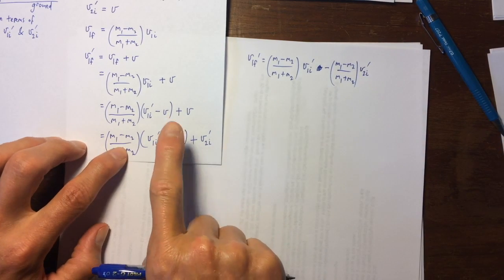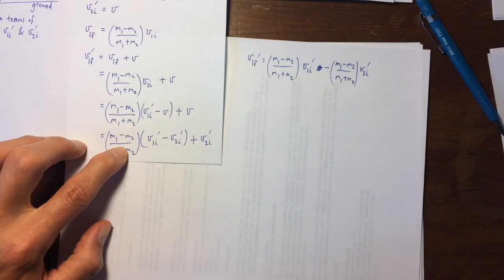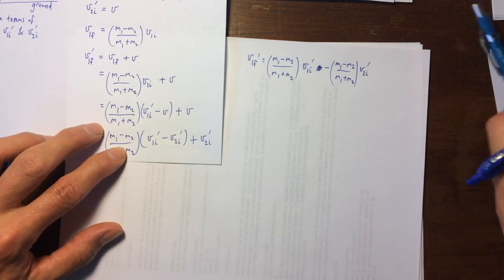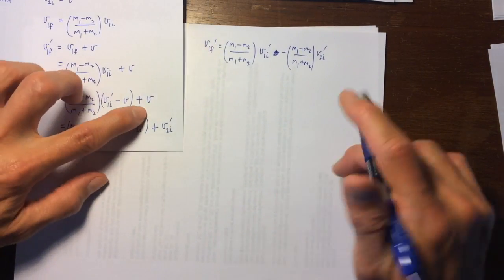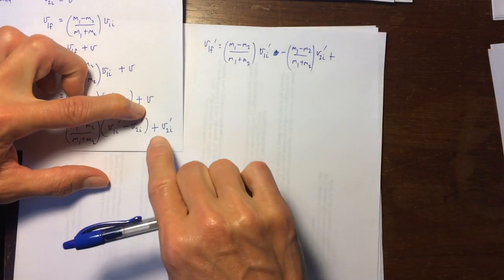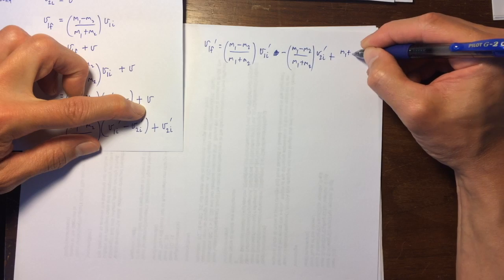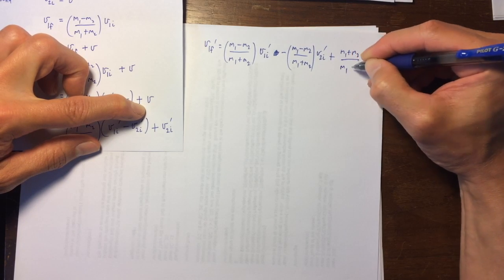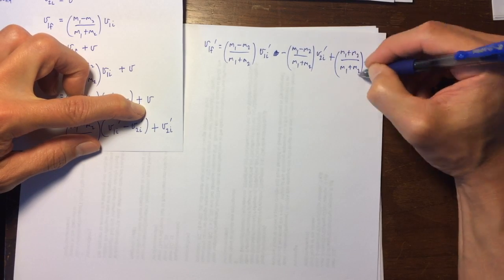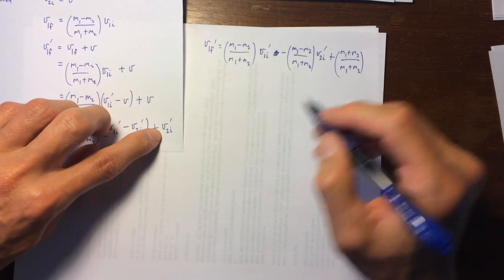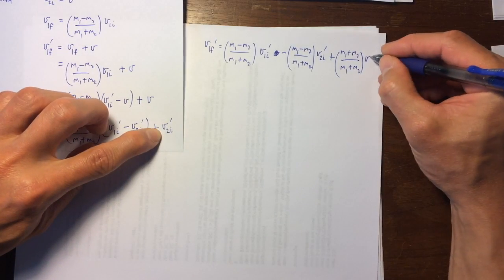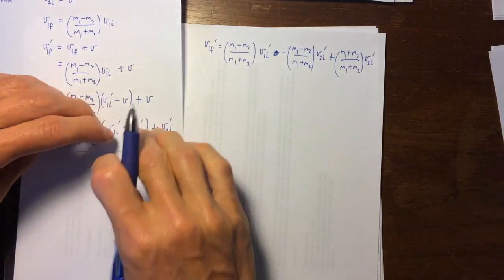That's this times this, but I've got another v2 initial prime. I'm going to do a little bit of an algebra trick and just add on, because there's a plus, m1 plus m2 over m1 plus m2, which is a factor of 1. There's a 1 in front of v2 initial prime. So that looks like that.